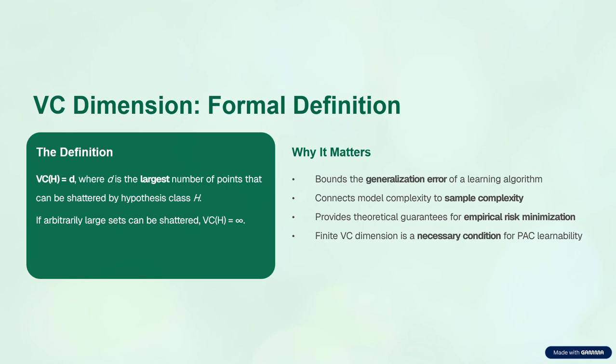The next is the VC dimension formal definition. In this slide, the basic representation of VC dimension: here H represents the hypothesis class and d represents the maximum number of points that can be shattered. VC dimension is important because it helps estimate model complexity and generalization to unseen data.